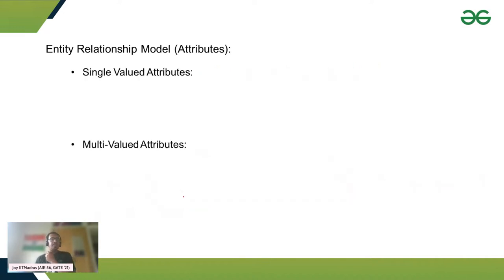Now let's move forward with single valued attributes and multi valued attributes. A single valued attribute is one that cannot take multiple values for a specific entity. Suppose we have the age of a person. That is a single valued attribute, because age is unique for every person at a certain point of time. But if we have the phone number or the address, then it can be multi-valued, because a person can have multiple phone numbers or multiple addresses or houses.